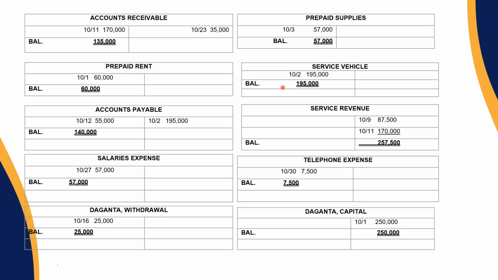Sa accounts payable, we have two transactions. One is on October 2, nung nangutang tayo ng sasakyan, 195,000, di ba? Then pagka October 12 nun, eto, debit, nagbayad tayo. Magkano binayad natin? 55,000 pesos. So, magkano ang ating accounts payable balance? 140,000 pesos. Please take note pala. Mali ito.